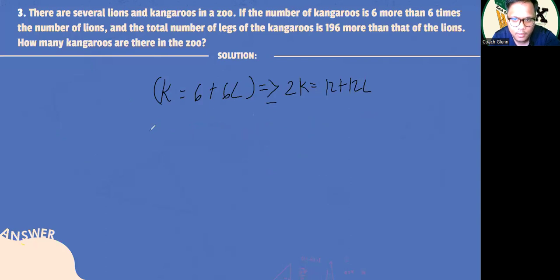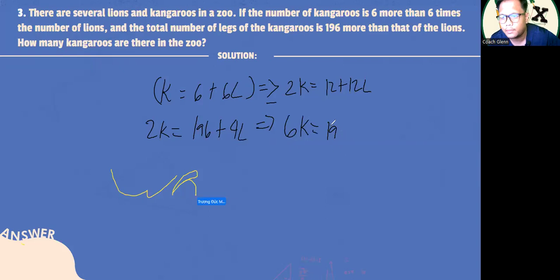Okay, let's change our equation. So 2K is equal to 196 plus 4L. Multiply this by 3, so 6K is equal to 196 times 3. That's equal to 588 plus 12L. Now we subtract the two equations.